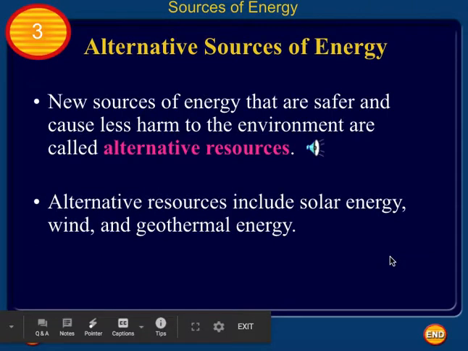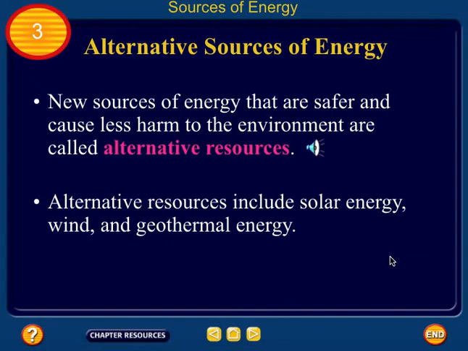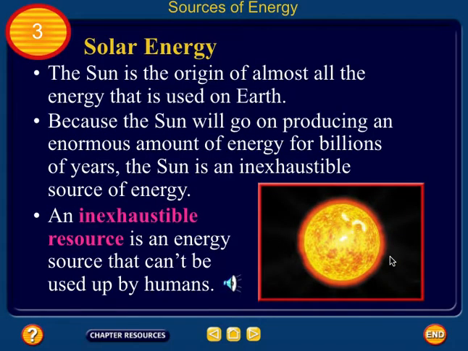Alternative sources of energy. New sources of energy that are safer and cause less harm to the environment are called alternative sources of energy or alternative resources. Electrical energy can be generated in several ways. However, each has disadvantages that can affect the environment and quality of life for humans. Research is being done to develop new sources of energy that are safer and cause less harm to the environment. These sources are often called alternative resources. They include solar energy, wind, and geothermal energy. They're also known as renewable resources or inexhaustible resources because you can't run out of them.